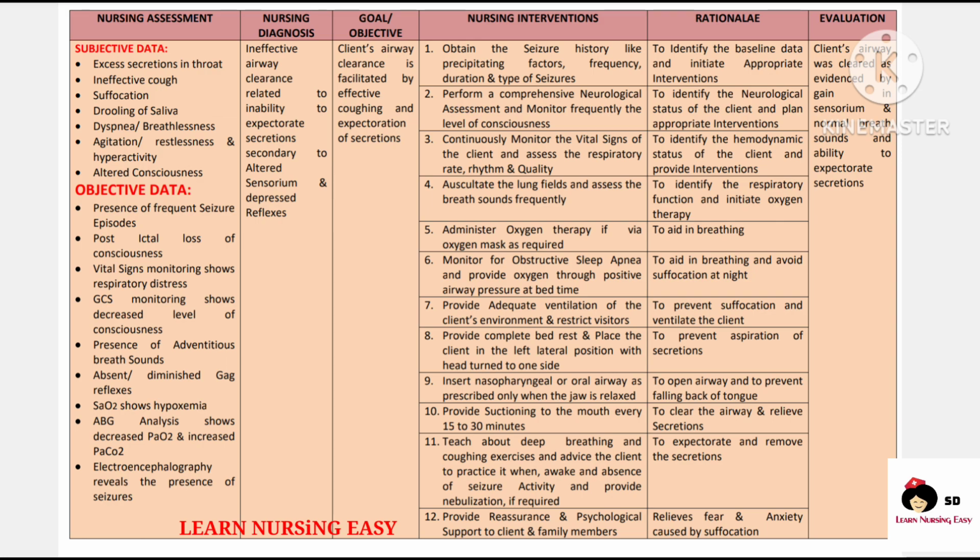Insert a nasopharyngeal or oral airway as prescribed so this will prevent the tongue falling back and aspiration of secretions. And we have to provide suctioning every 15 to 30 minutes so this will clear the airway and relieve secretions. Deep breathing and coughing exercises should be taught when the patient is awake and has no seizure activity, so this will help to expectorate and remove the secretions. And psychological support and reassurance should be provided, so this will relieve anxiety caused by suffocation. In evaluation, you have to see whether the client's airway is cleared.